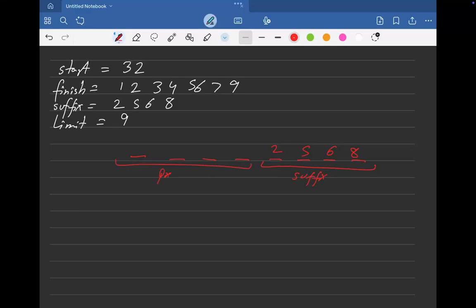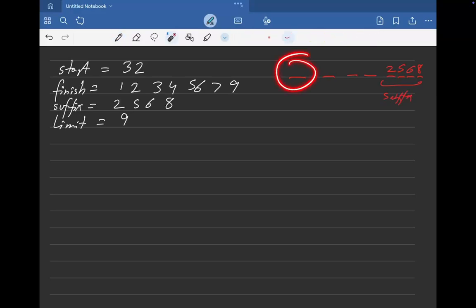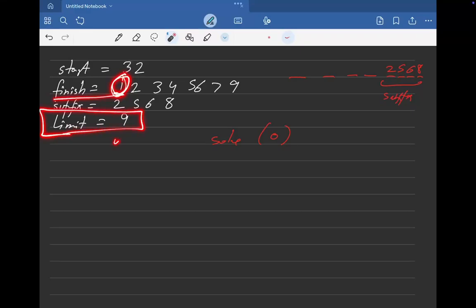This is my prefix length. What is the prefix length? Prefix length is finish length minus suffix length. So this is my prefix length. Let me create 4 slots here, and all the remaining slots are booked for the suffix. On my 0th index, I have 2 choices. So I have a solve function. This is my index. How many choices do I have? My finish first digit is 1, and I have limit till 9.